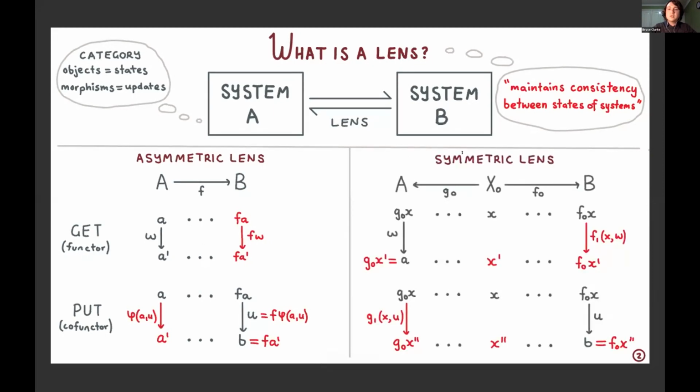A symmetric lens is a generalization of an asymmetric lens, which puts both of these forwards and backwards, or left to right, operations on the same level. If we think of an asymmetric lens as some kind of function-like morphism, then a symmetric lens is some span-like or relation-like morphism between these systems. We start with a set of states for a symmetric lens and some span between the object sets, or between the states of these systems. This set X witnesses the consistency between states of these systems. If we change something in system A, we can use the propagation operation of a symmetric lens to produce a corresponding morphism in V, and vice versa.